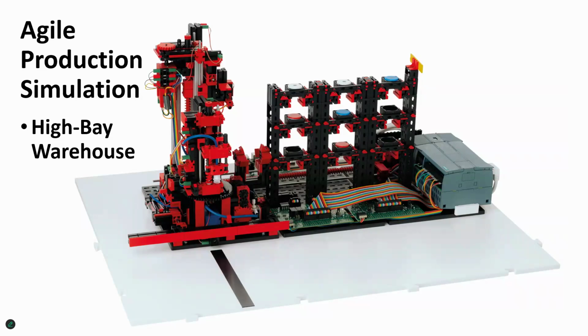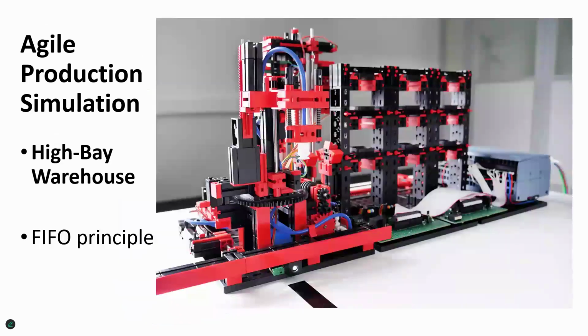But in any case, the high bay warehouse contains 9 slots for workpieces. It contains its own stacker crane and a vacuum gripper that picks up the workpiece from the AGV at the docking station and hands it over to the stacker crane for storage. The workpiece is placed in a workpiece carrier for storage, and then retrieval is done according to the first in, first out principle as pieces are needed.